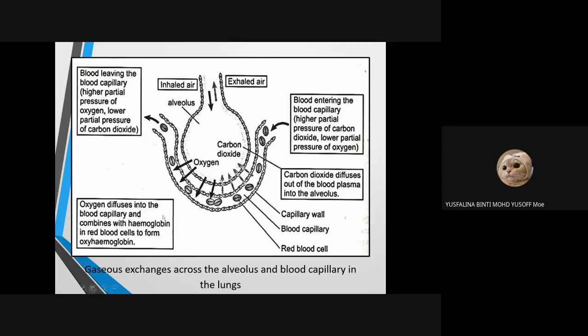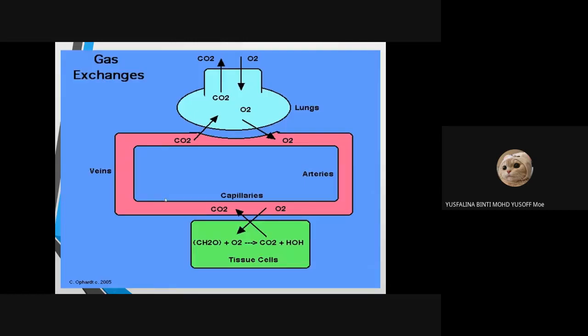Okay, so you have to remember the equation that I told just now. The oxygen will diffuse into the blood capillary and combine with hemoglobin in the red blood cell to form oxyhemoglobin. So that is the important equation that you need to remember. Okay, right. So this is another one. This one you don't need to remember, just to see how the gas exchange works.